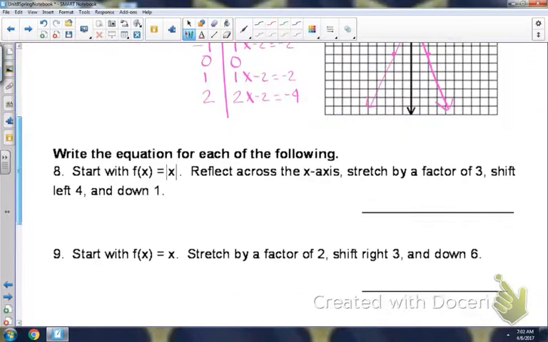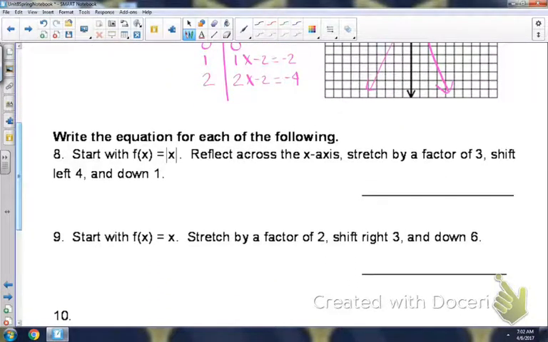Okay, next part. We're going to be writing the equation for each of the following. So always pay close attention to what function you're starting with. Notice that we're starting with f of x equals the absolute value of x. If you're starting with that, that means your answer should have an absolute value symbol in it. Okay? So we're reflecting across the x-axis. That just puts a negative on it.